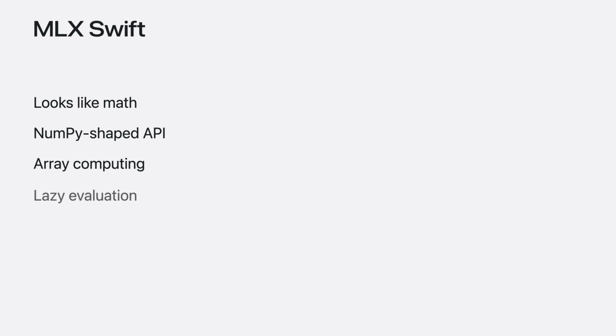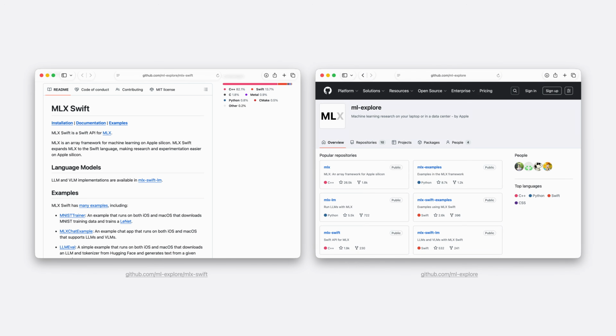Array computation and lazy evaluation are what make two things possible: automatic GPU execution and automatic differentiation. Best of all, MLX Swift and the entire MLX ecosystem are all open source with an MIT license. We welcome issues and PRs and have a very active community. Ask questions, fix bugs, and make it better.